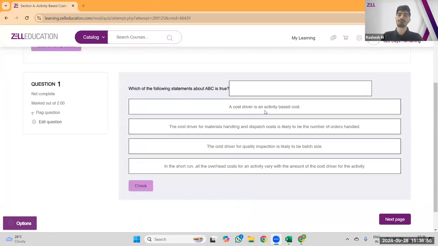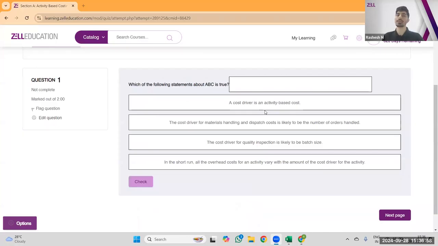All right. So let's discuss a few questions, both theory and we'll do one or two practical ones. Which of the following statements about activity-based costing is true? A cost driver is an activity-based cost. True or false? Any ideas? False. Why false? I guess it's true. Why true? True, sir.